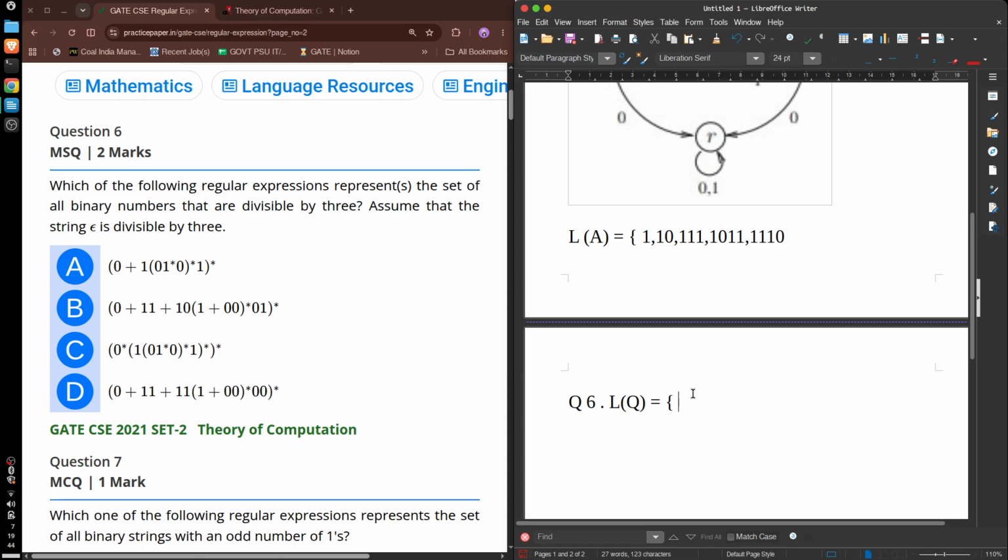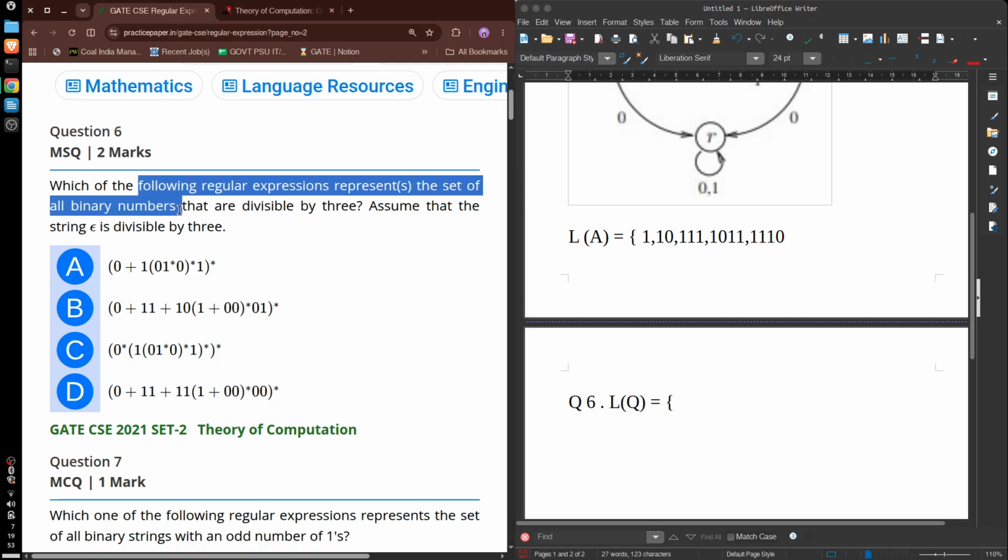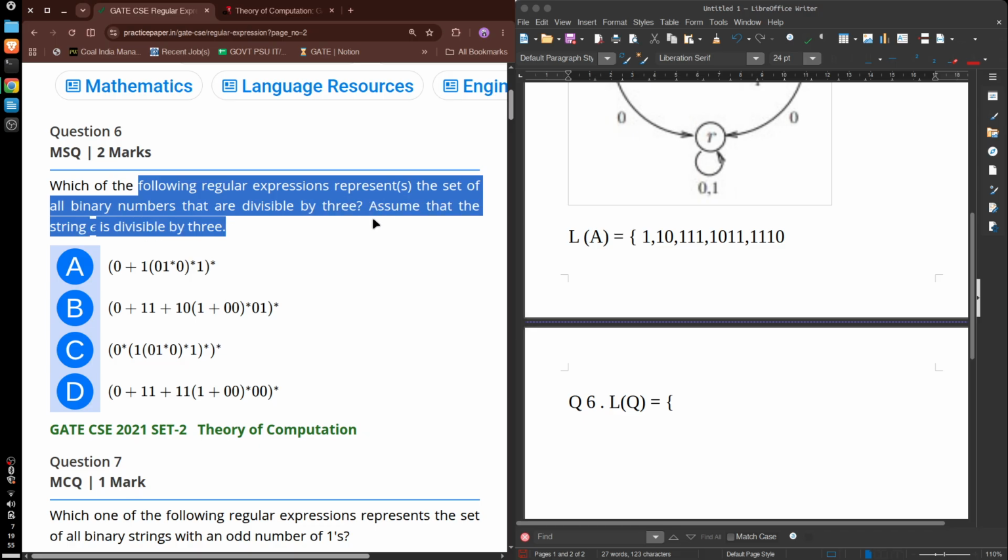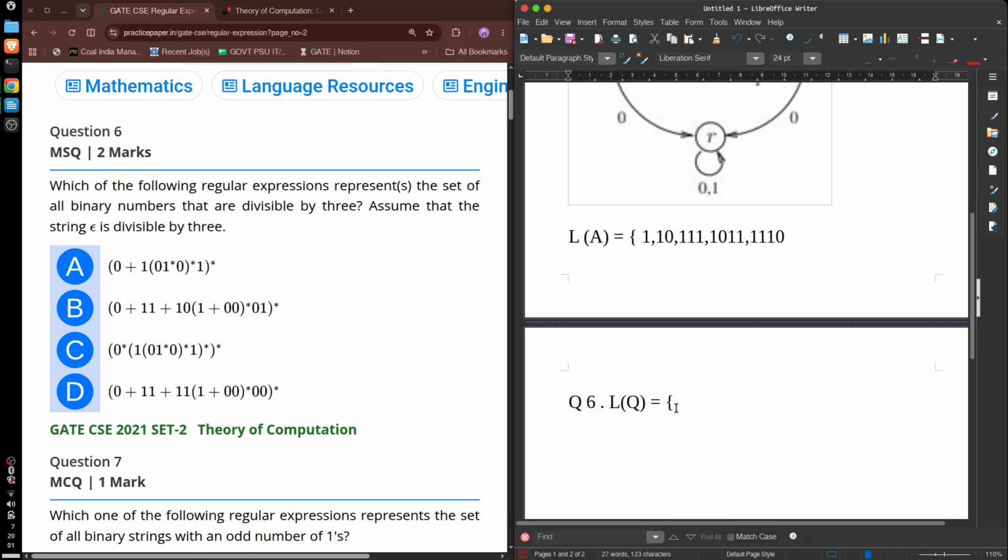So first, in the question, they are saying which of the following regular expressions represents the set of binary numbers that are divisible by 3. So we want the multiples of 3. Assume that the string is divisible by 3. So here the empty string is also included, because they already told us that epsilon is divisible by 3. Then we have 3, 6, and so on. So we want these strings, right?